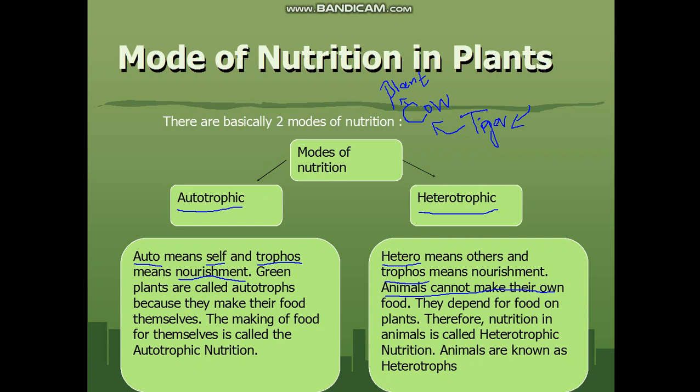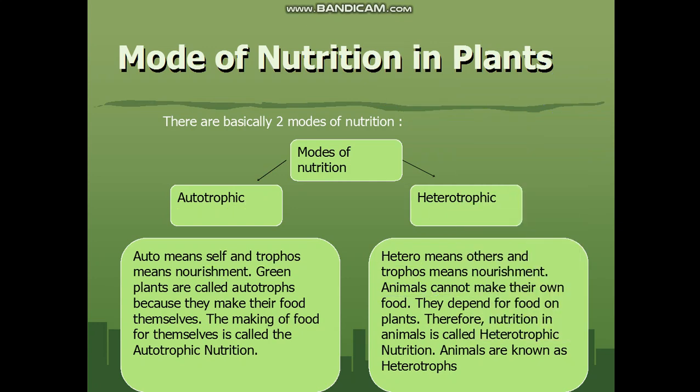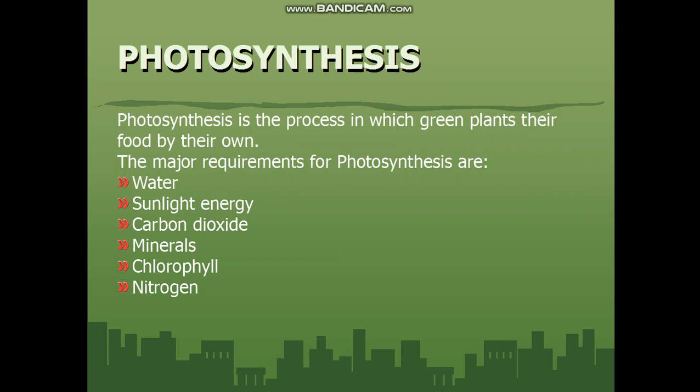If the tiger is dead or something, its remains will be eaten by scavengers, like vultures. So that doesn't mean that tigers are not dependent on plants. Why? Because even vultures, even the scavengers are dependent on plants. Tiger eats cow, but if cow is not there, then what will tiger eat? So tiger eats cow when cow is alive. So this is how the chain works.